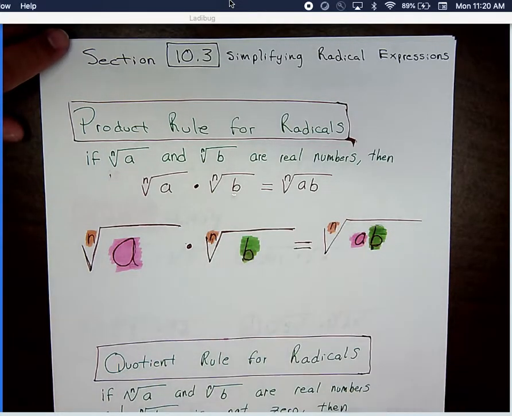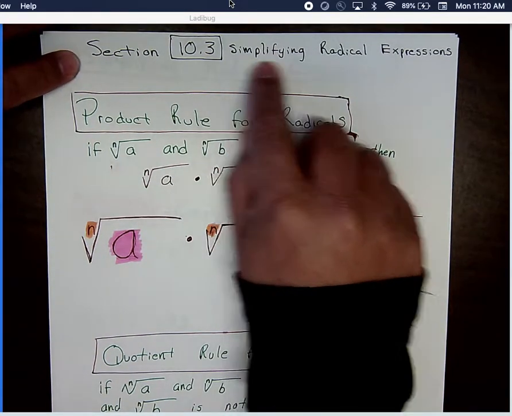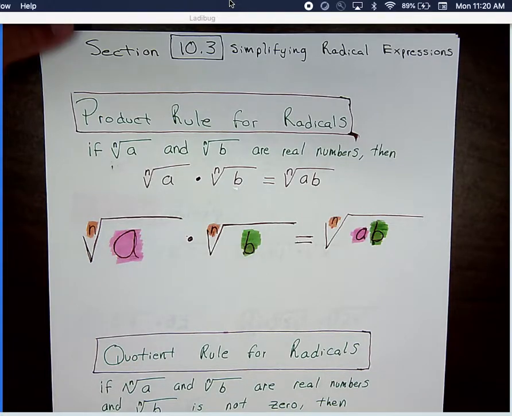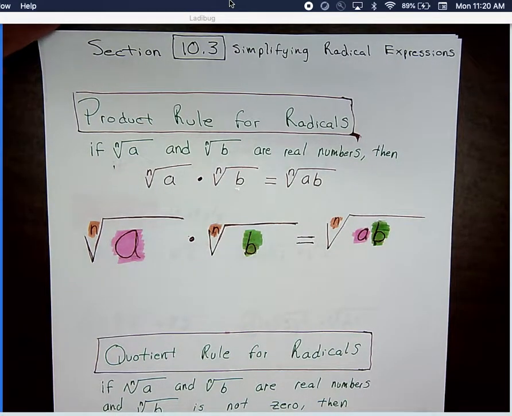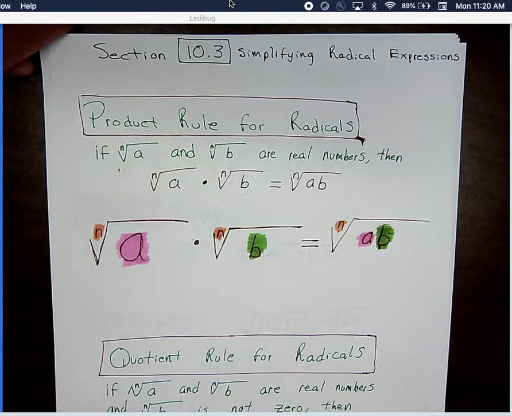So let's go over this. Section 10.3 is simplifying radical expressions. So it's more of the same thing. Well, on the other one, you were learning some of the skills needed to simplify radical expressions, because there's more than just 10.3. We're going to do more when we come back from the break.